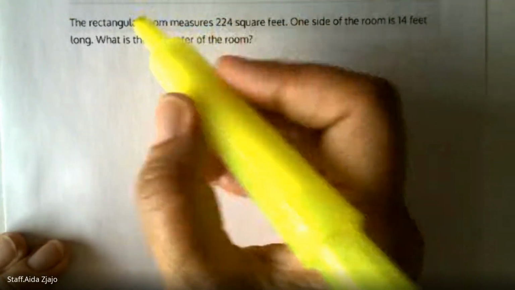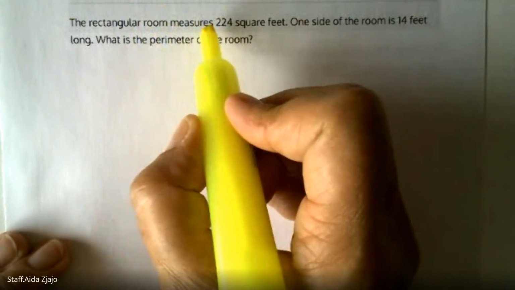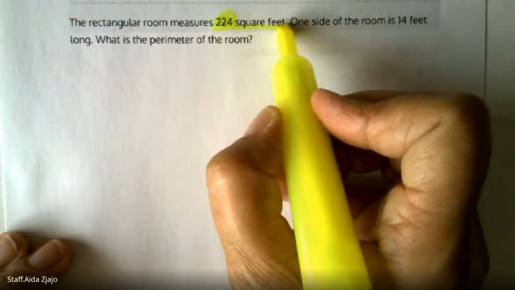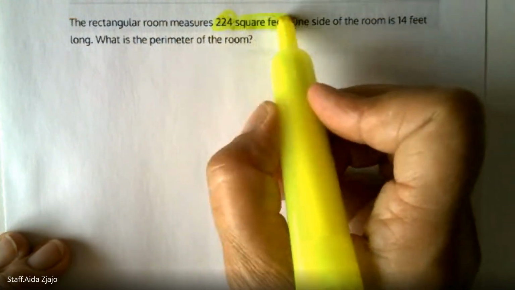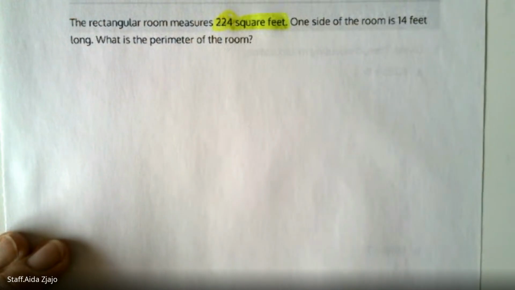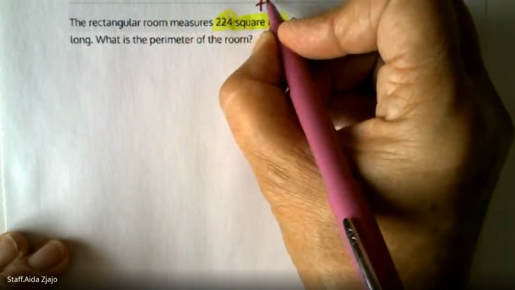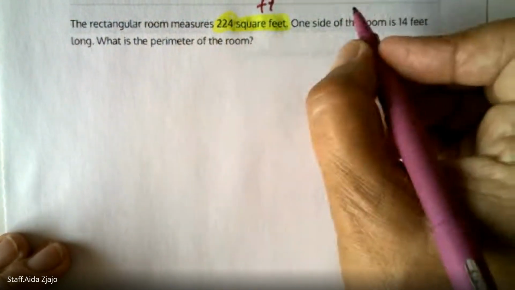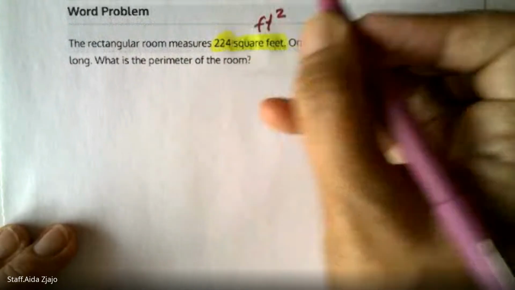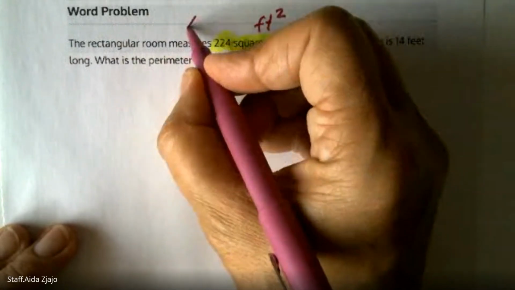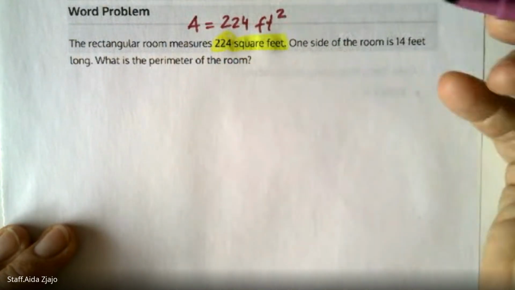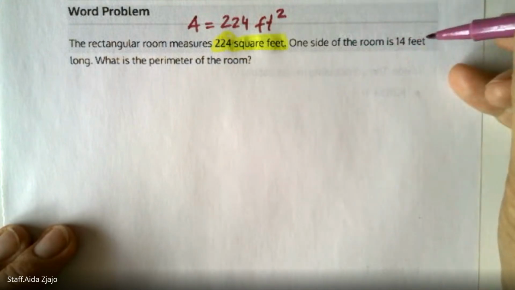Okay. The rectangular room measured 224 square feet. When they say square feet, it means that this is the area, feet squared. So area equals 224 feet squared.